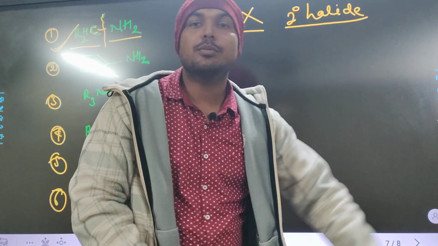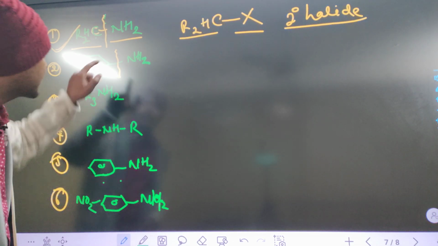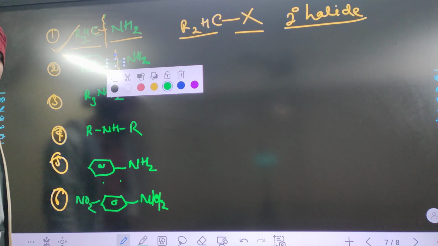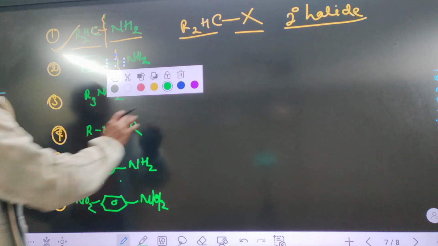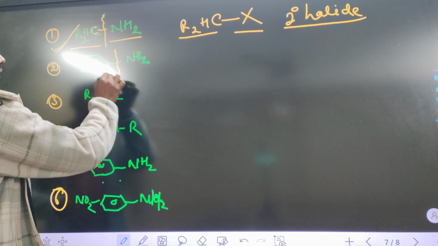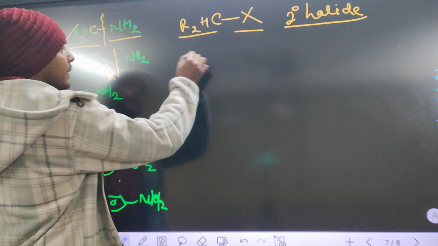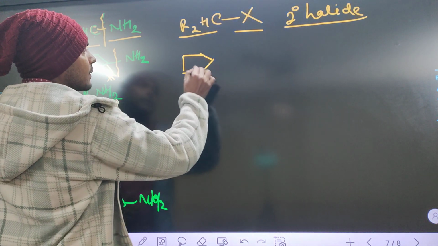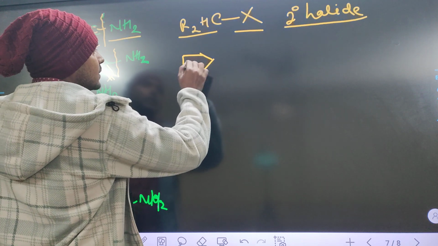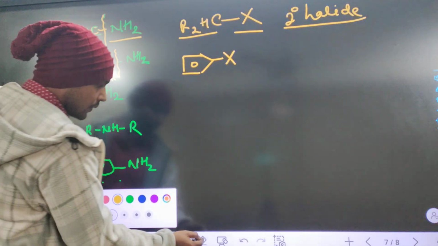Okay. Suppose I want to check the second question. So break the bond and put the X at this position. So I am putting X here. When I put X here, then it will look like that. This is not possible.